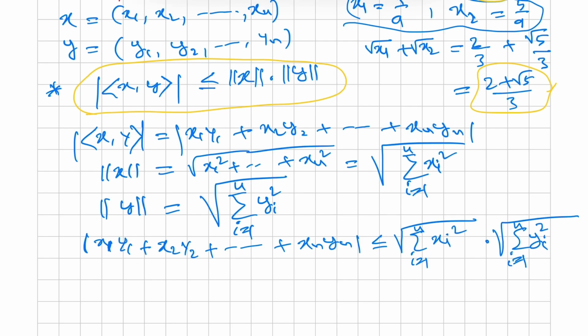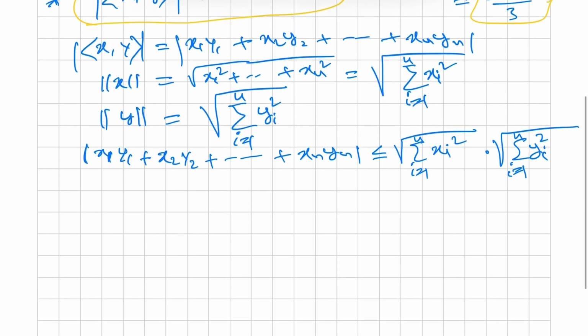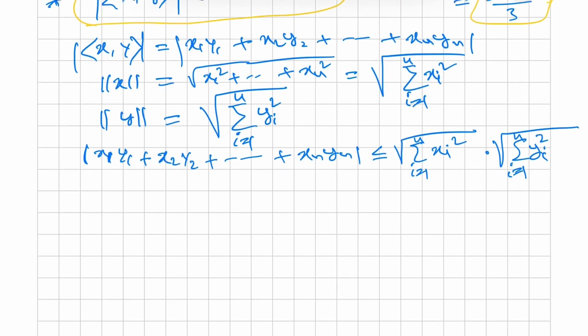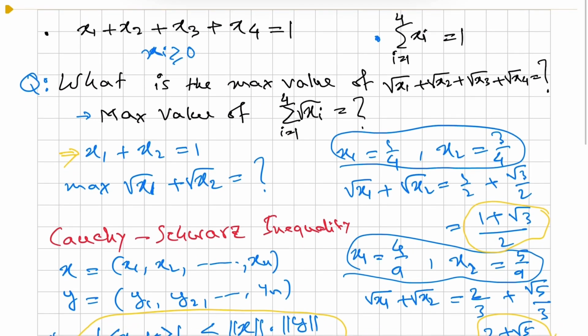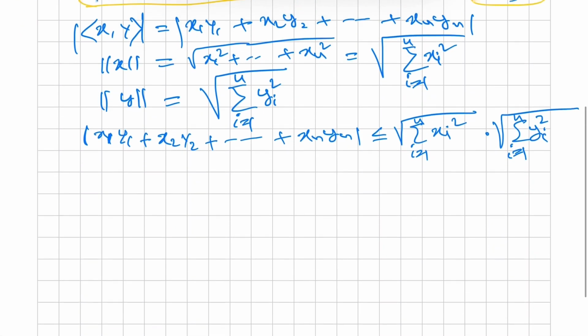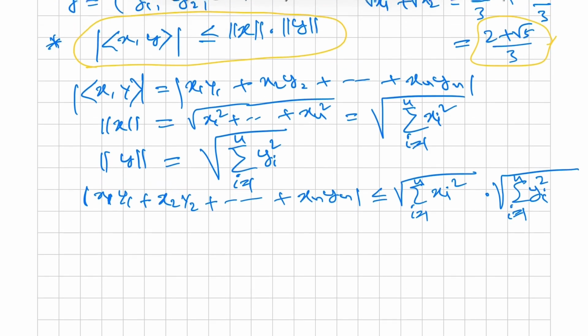Okay, fine. So now to prove our required result, what is the maximum value of the square root of x1 plus square root of x2 and so on? Which values of x and y should we take to apply the Cauchy-Schwarz inequality? That is the main question now.